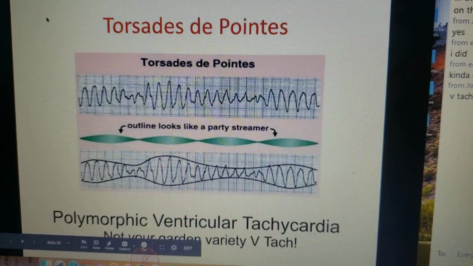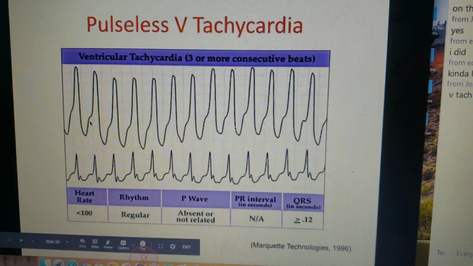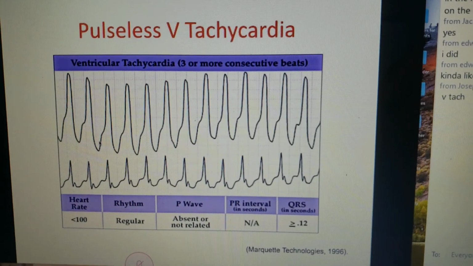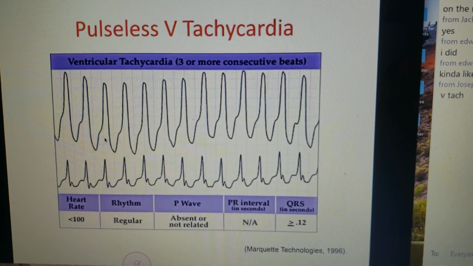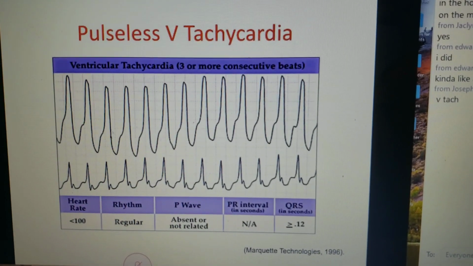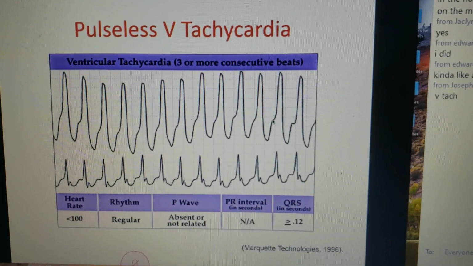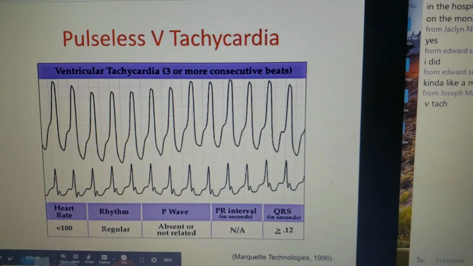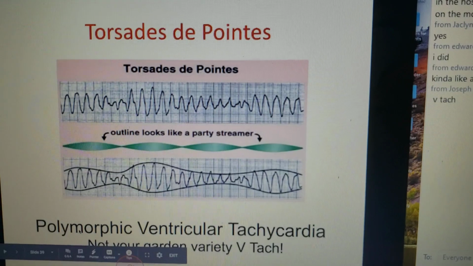This is another type of VTAC. Now here, this is called monomorphic. So the morphic is shape, mono meaning same or singular. It's a singular shape across the board. They all look the same. That's monomorphic VTAC.